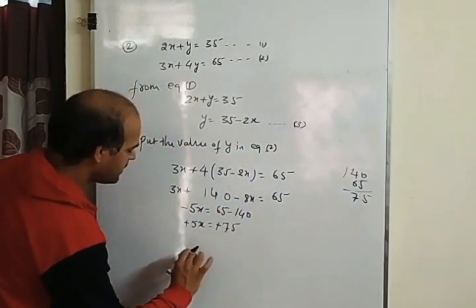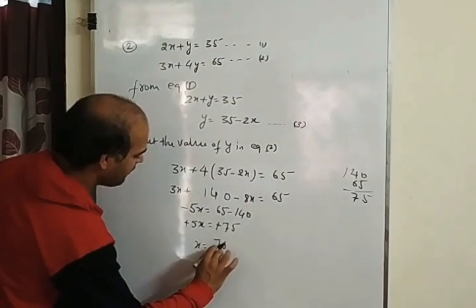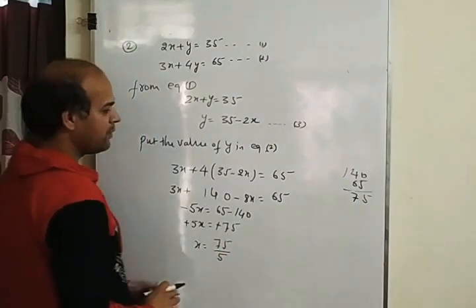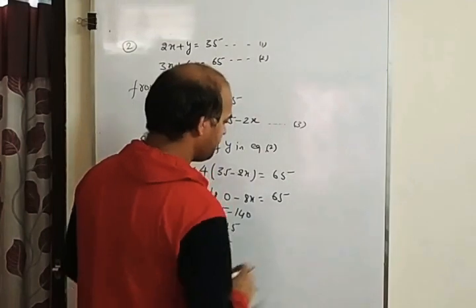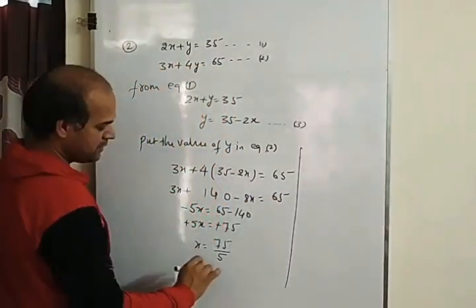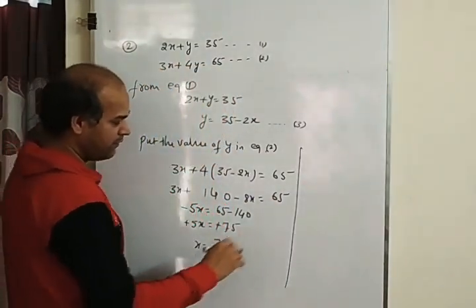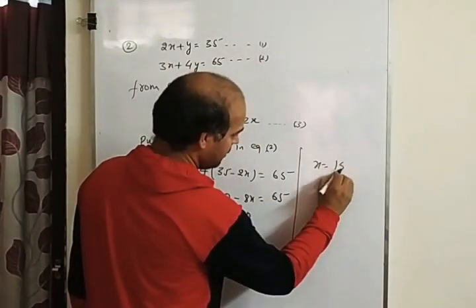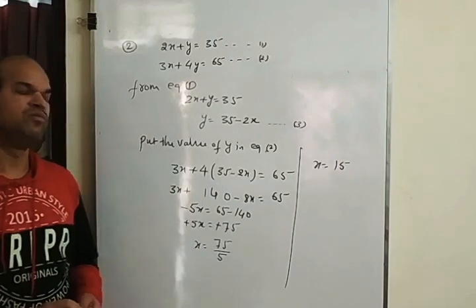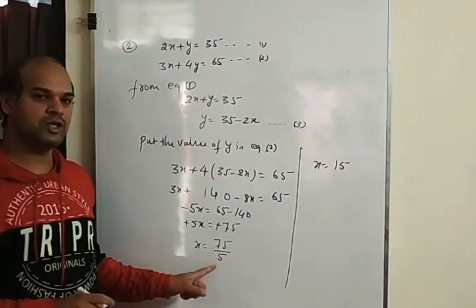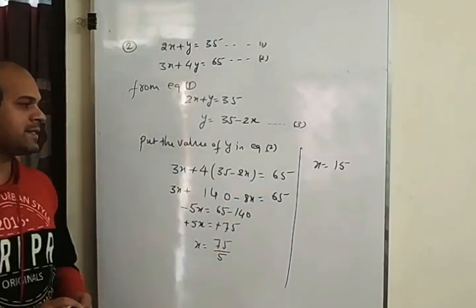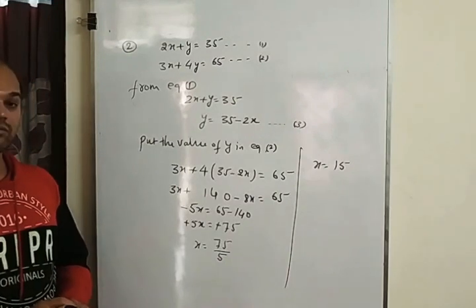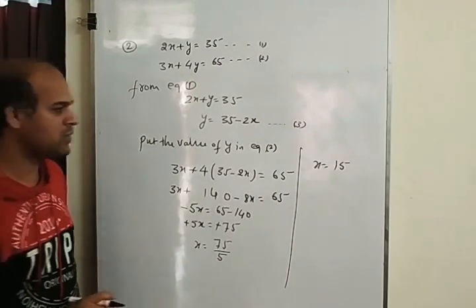This minus sign is cancelled by this minus sign, so x equals 75 upon 5. The 5 cancels with the 5. 5 times 3 is 15, and 5 times 5 is 25. So x equals 15. We got x equals 15.